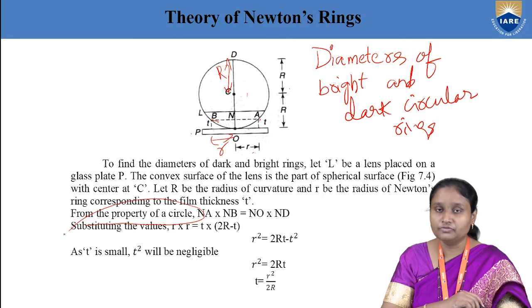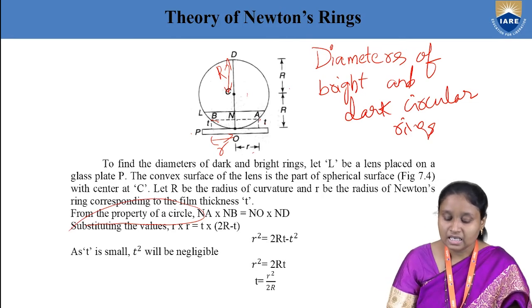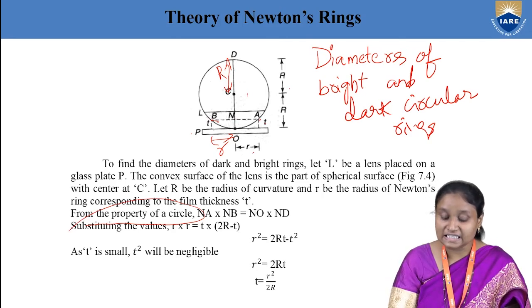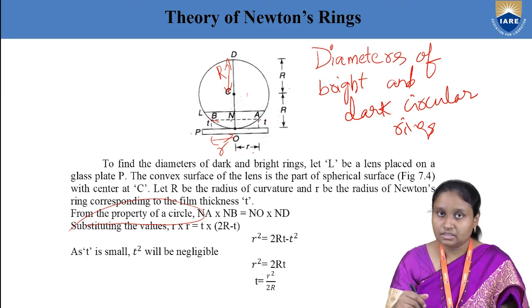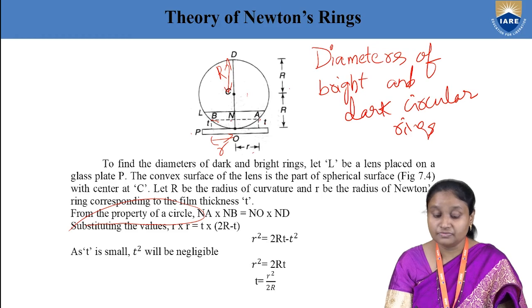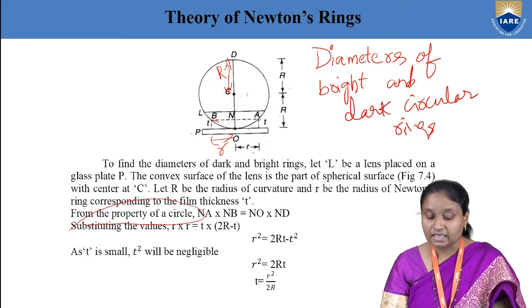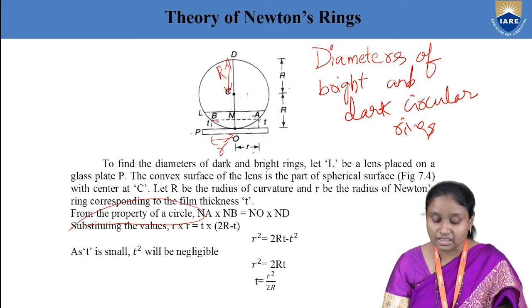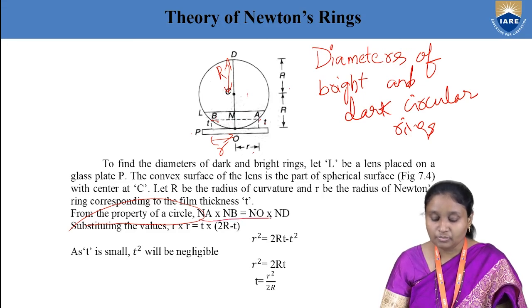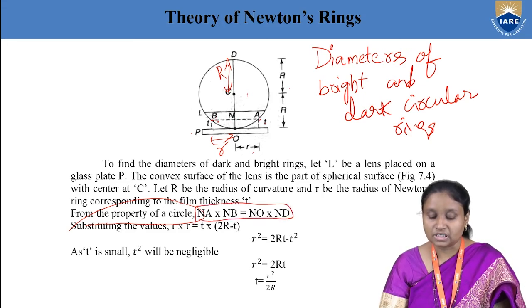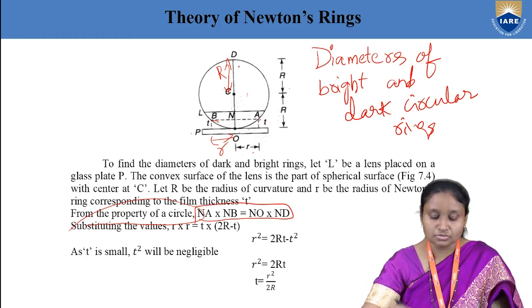Now I'm going to use a property of the circle. Here we have two chords intersecting each other at the point N. So in this circle, which is an extension of this lens, we have one point N. What is this point N? It is the intersection of two chords passing through the circle. In such a case, NA into NB will be equal to ON into ND.